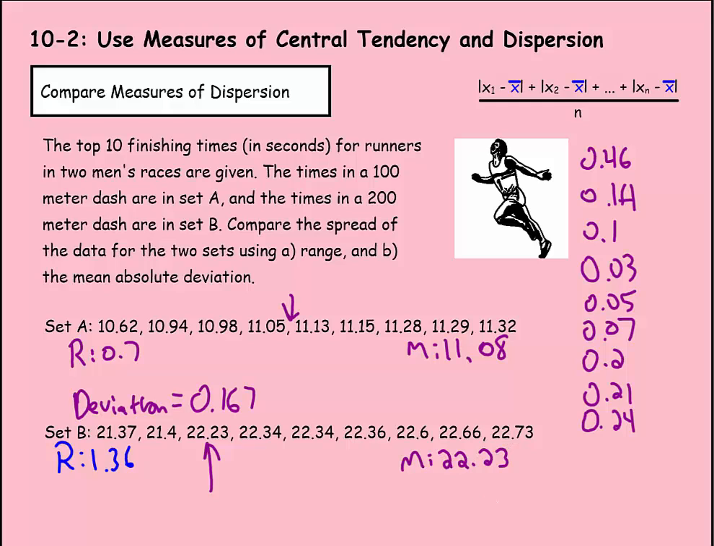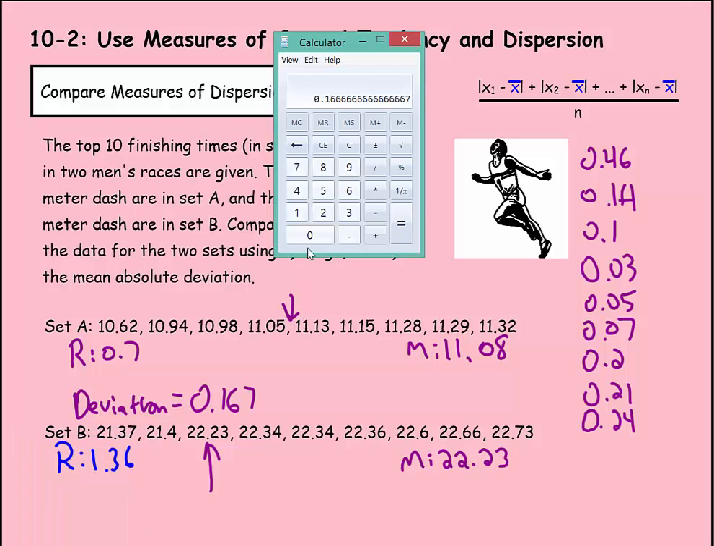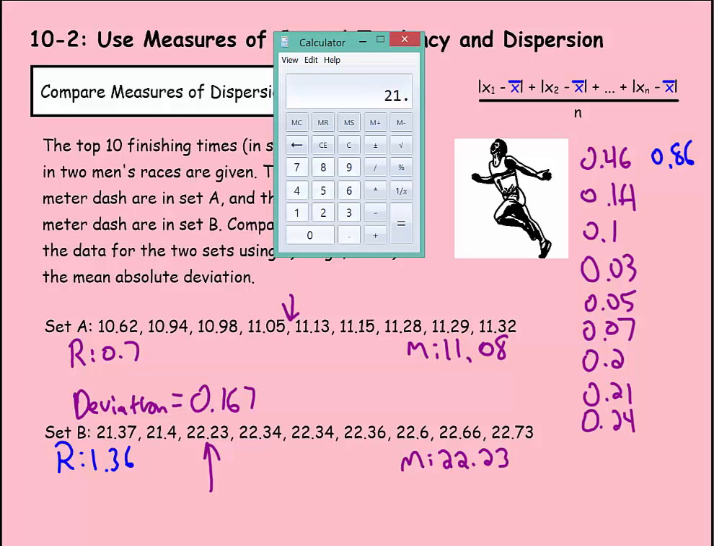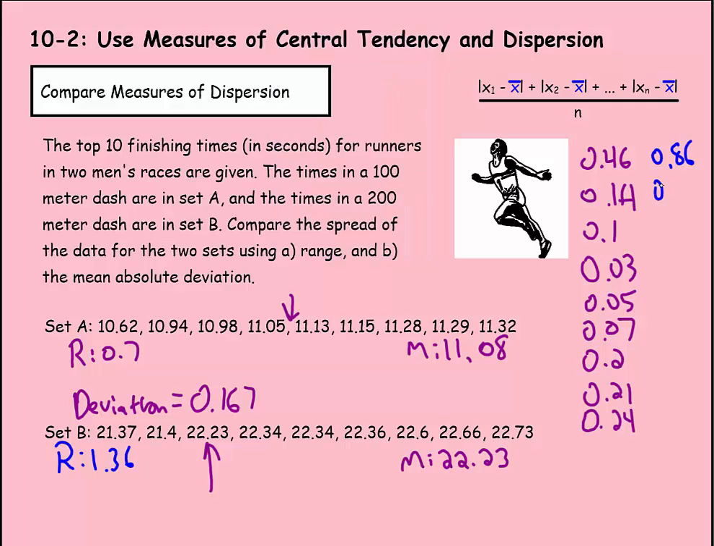So here the mean was 22.23. Let's write this in blue just to differentiate here. So we need to find all these different numbers as well. So 21.37 minus 22.23, absolute value of that would be 0.86. Now we have 21.4. Negative 0.83. So we have positive 0.83. 22.23 is exactly 22.23, so we could put a 0 there. We have 22.34, that's a difference of 0.11.